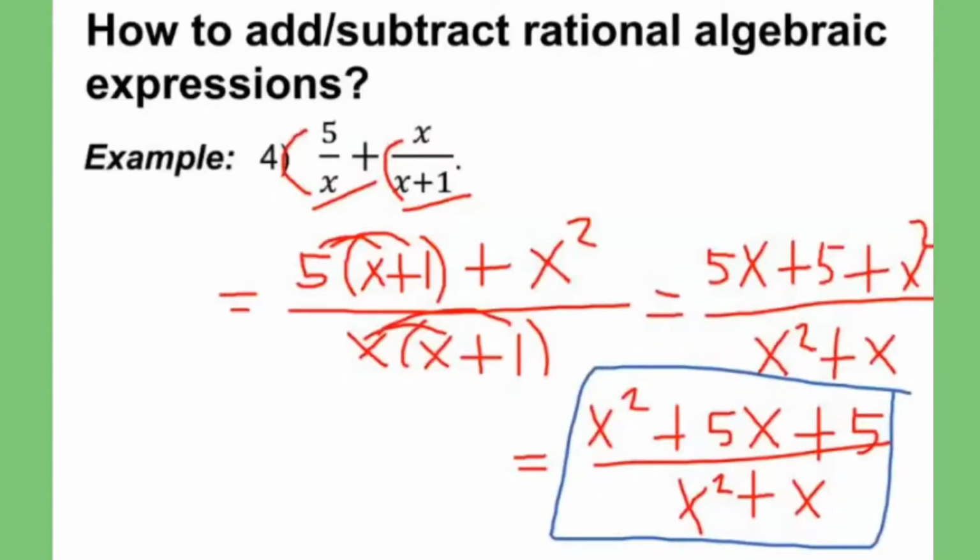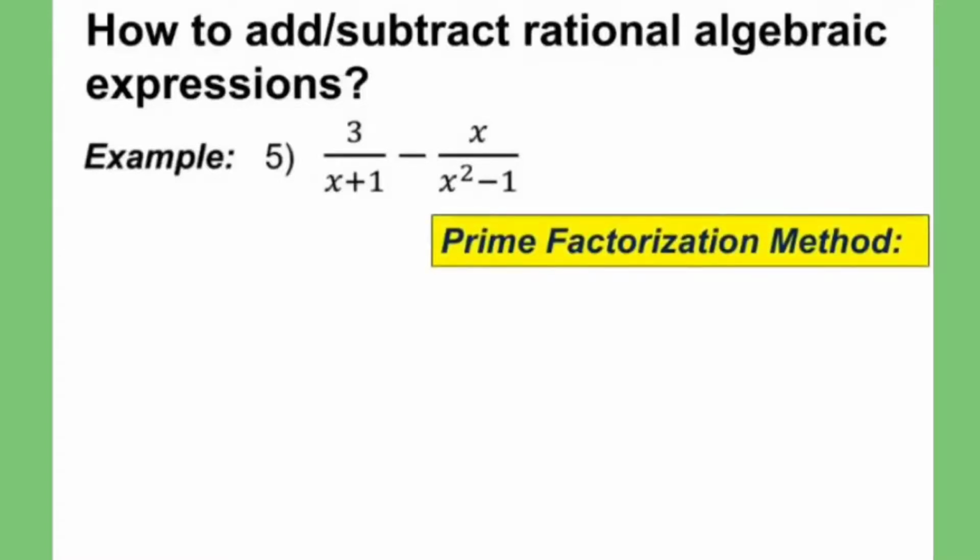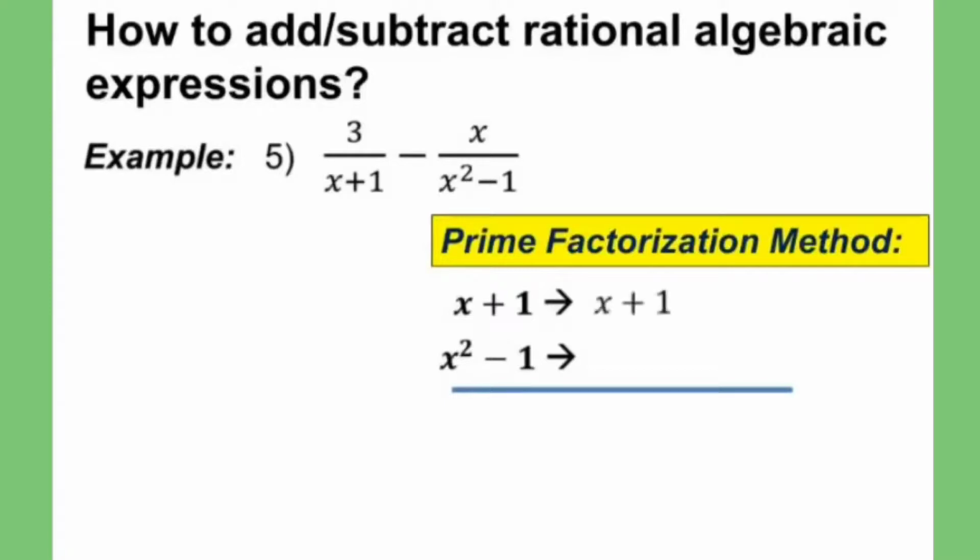Let's have the fifth example. If we will notice, again, they have dissimilar denominators. So we now find the LCD using the prime factorization method. Our denominators are x plus 1 and x squared minus 1. Of course, x plus 1 cannot be factored further, so we just write x plus 1. And x squared minus 1 is a difference of two squares, so its factored form would be equal to x plus 1 times x minus 1.